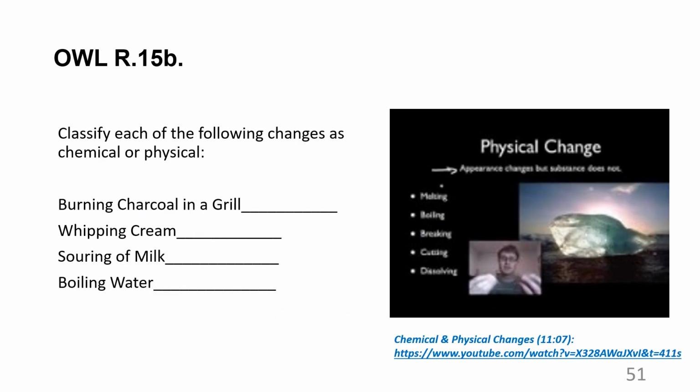Let's look at some examples. Let's classify each of these changes as either physical or chemical. In the first one, burning charcoal in a gas grill, essentially with this one, you are doing a combustion reaction. Whenever you burn a sample, that's a chemical reaction and therefore a chemical change.